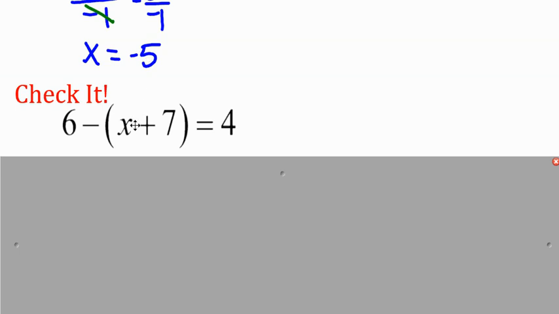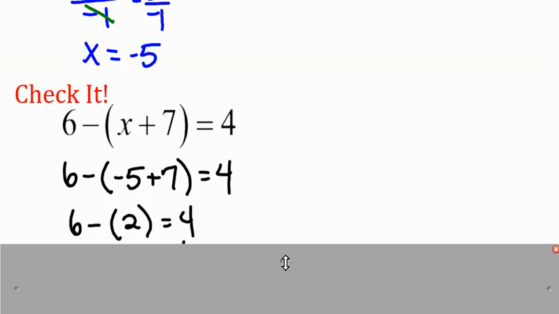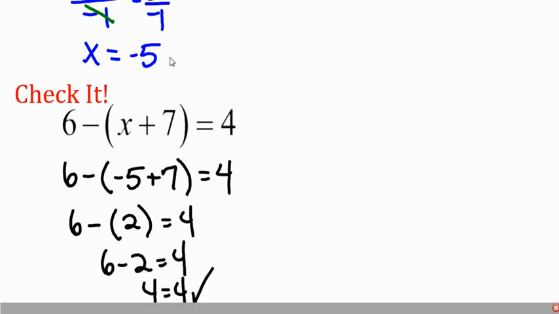We're going to put our -5 here. So we have 6 minus the quantity of -5 plus 7 equals 4. Well, we know, simplifying inside those parentheses first, -5 plus 7, that will give us a 2. Then we have 6 minus 2, that would give us 4. And so it's balanced. This is the correct value of x that makes that equation true.